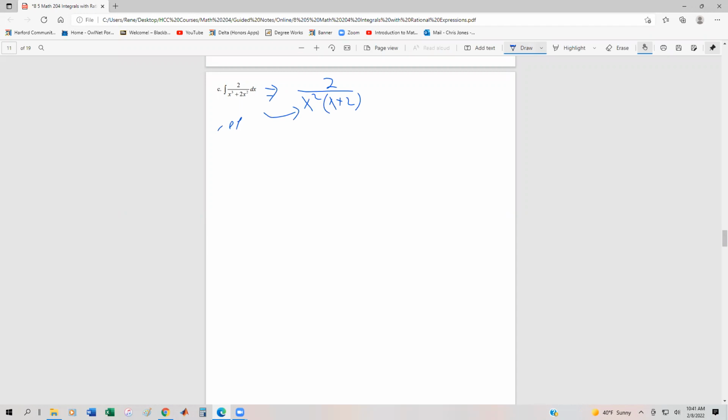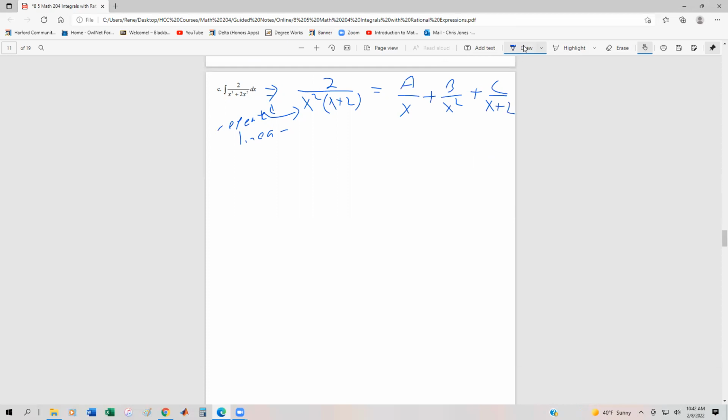Now, this is a case where we have a repeated linear factor. And we haven't seen that before in the examples. So to be able to break it apart into the partial fractions, we're going to need an A over x for the first power, and then a B over x squared for the second power. And then we're also going to need C over x plus 2, right?